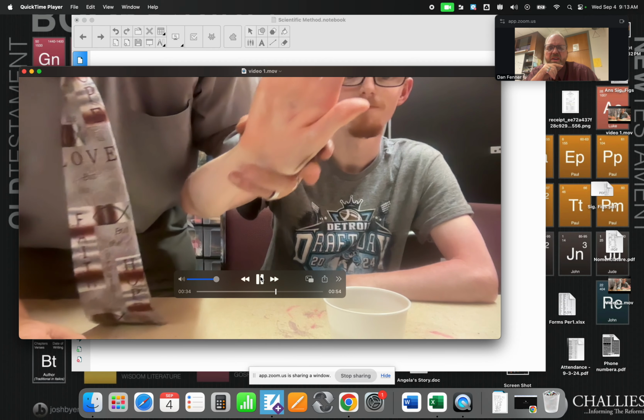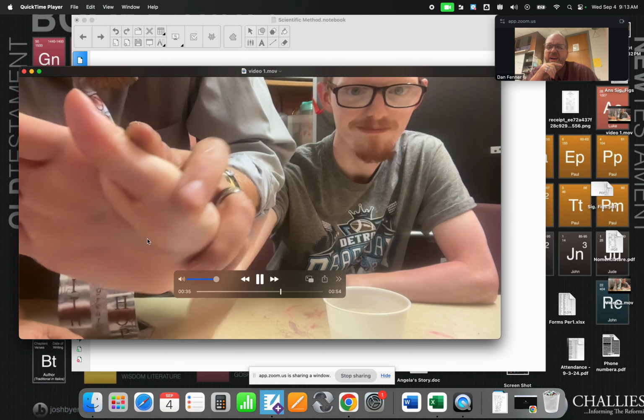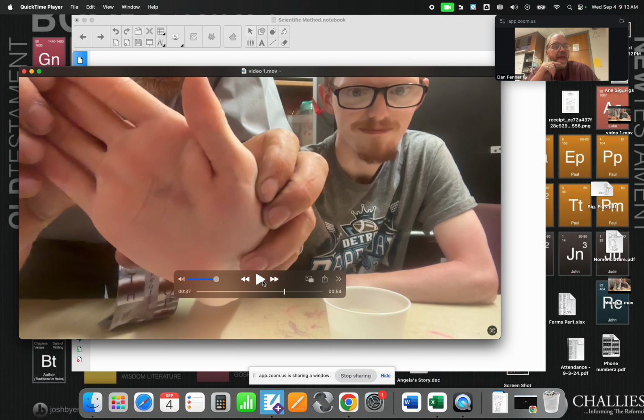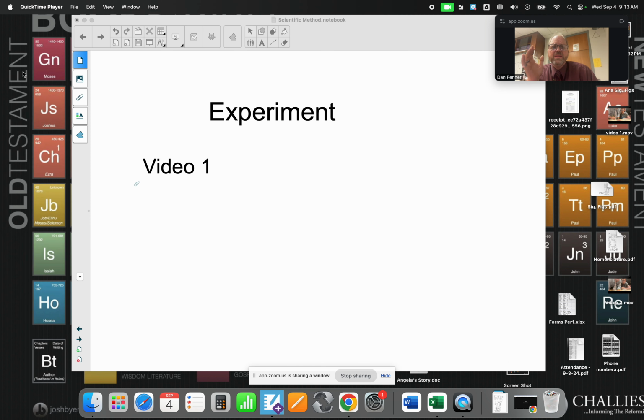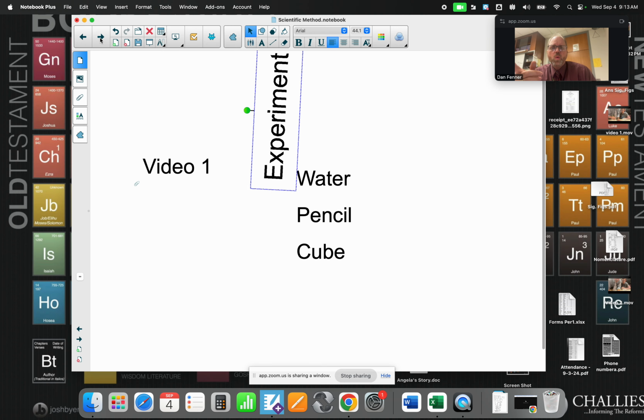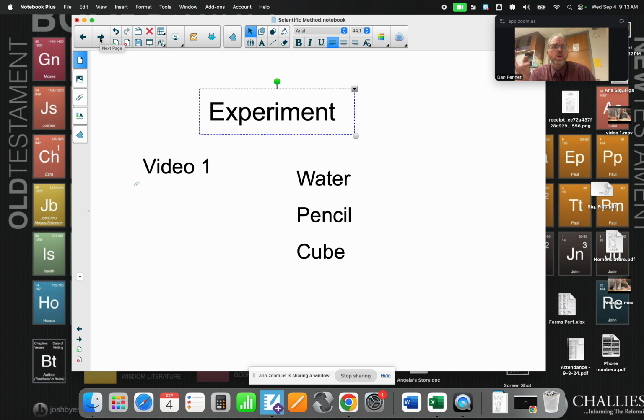You can't see it very well, but right there, the letter A has appeared on the hand. Is that a problem? Yes. Okay, so how did that take place? That's a problem. We made observations. We have water. We have pencil. We have a sugar cube.